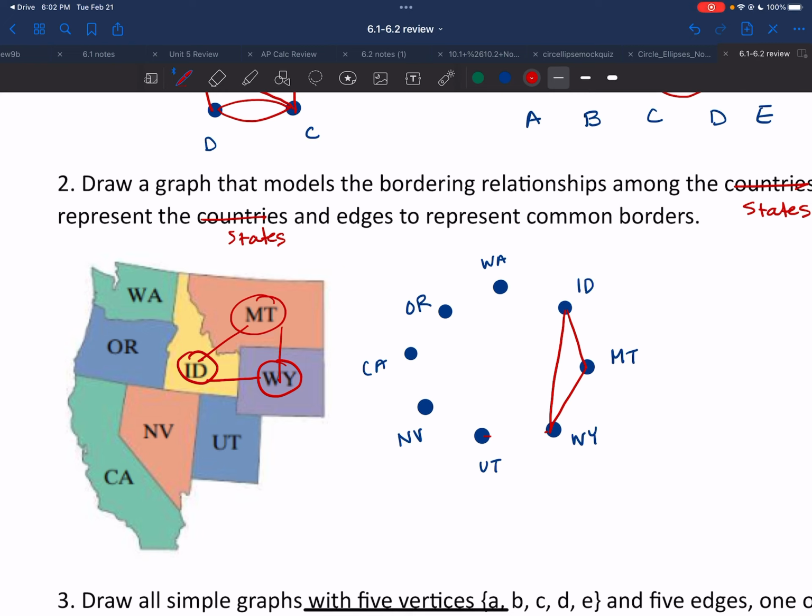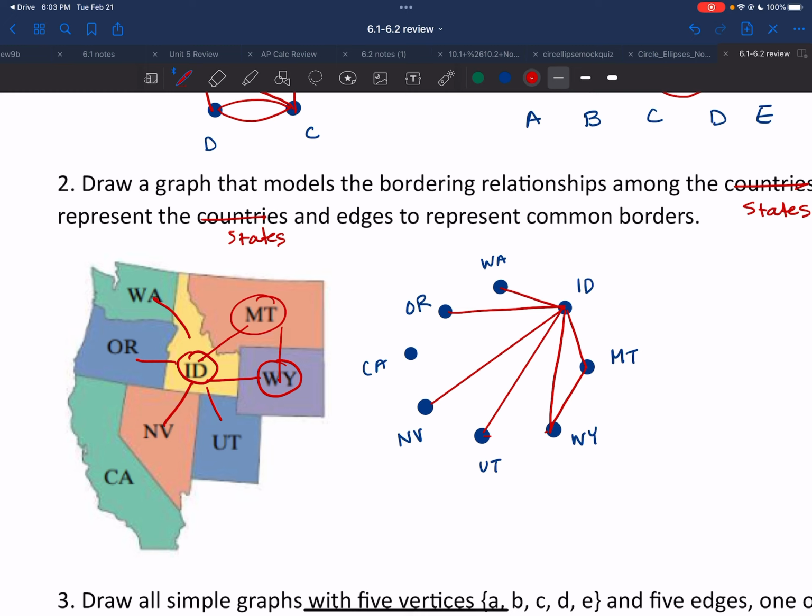Oh, nope, we've got Washington. So it's connected to Washington. It's connected to Oregon. So we have that, Oregon. It's connected to Nevada. So we have Nevada here. It's also connected to Utah. So there we go. So there's Idaho. And then let's go for Washington.